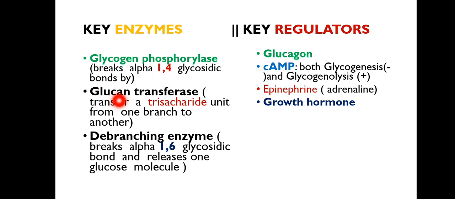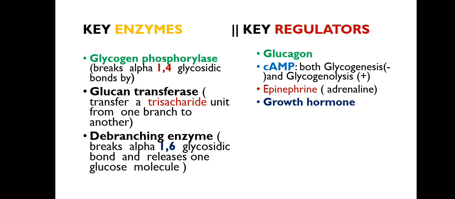You can see here, we've got what we call glucan transferase. So this enzyme doesn't do really much, but it's very, very important. It transfers what we call a trisaccharide unit of glucose from one branch to the other. I'll explain how this enzyme works. It transfers a trisaccharide unit of glucose from one branch to another branch.